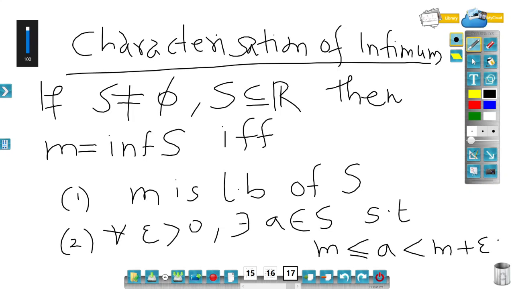The proof of this is not difficult. One can follow the same steps which I have applied for the characterization of supremum. Those who have understood the characterization of supremum can easily prove the characterization of infimum. So this proof could be homework. Maybe in class or in a lecture, we will discuss the proof of this theorem. So thank you. Thanks a lot.